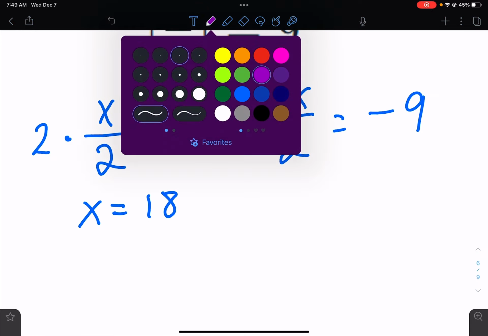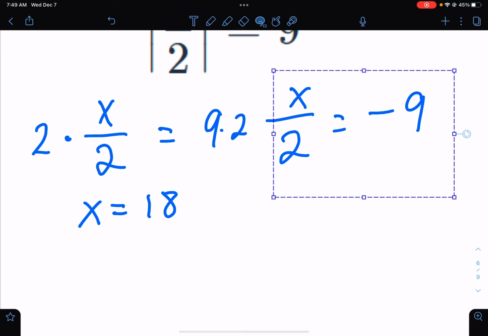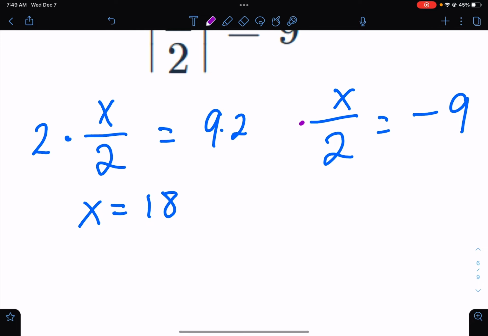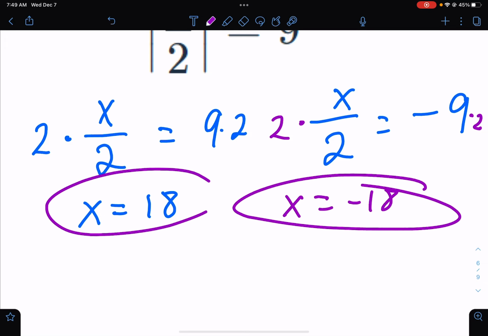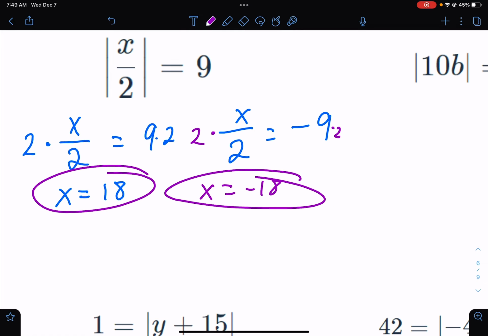Multiply, we'll do this in a different color because we're kind of scrunched here, sorry. Multiply both sides by 2. We get that x is negative 18. So those are our 2 solutions there.